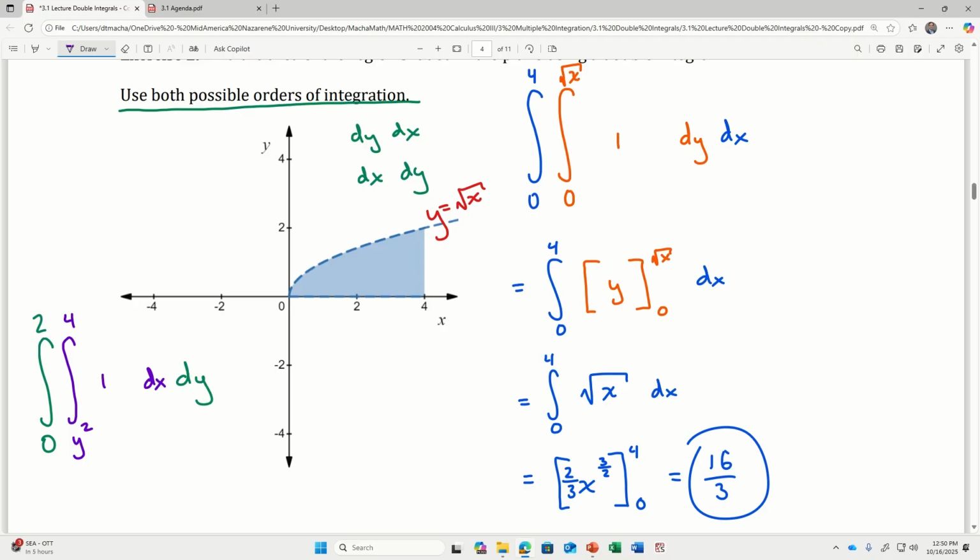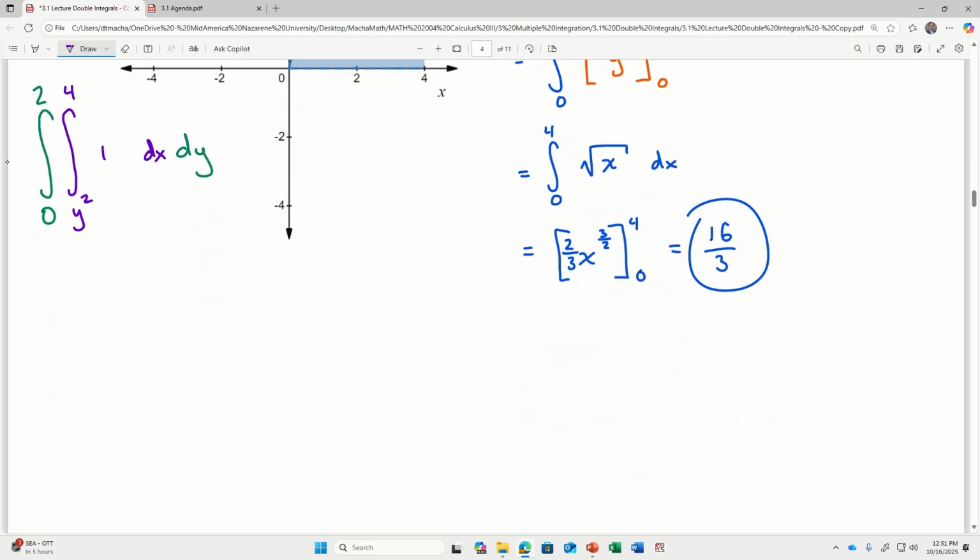When I do that, x has a clear constant upper bound of 4, but the lower bound of x, what's the smallest x value I can pick? That has to be a function of y to capture this curve. And if you're wondering, well, what function of y is that? Just solve this equation, square both sides of the red equation, and you get x equals y squared. So that'll do it. Now let's solve the purple and green integrals and see if we get the same answer, because we should get the same answer. If we don't, that's a problem.